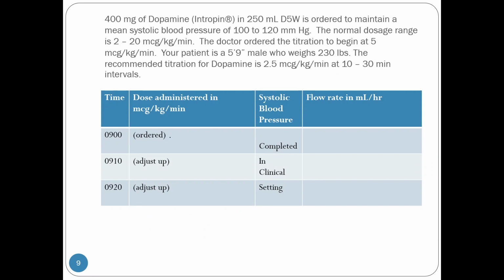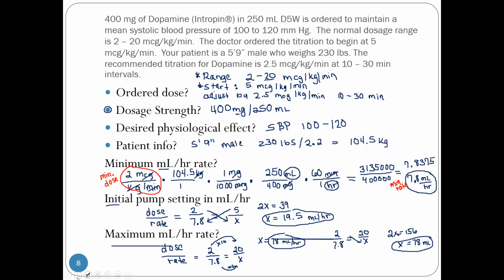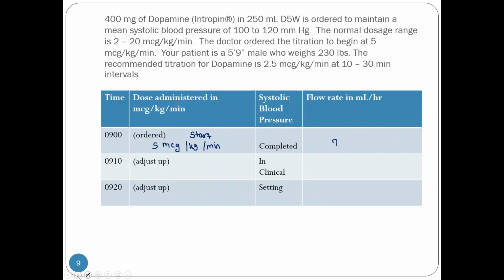So it says at 9 o'clock, we're going with the ordered. So the ordered was to start with 5 micrograms per kilogram per minute. And that was my ordered start when I read the problem. We had on the previous slide did the math, and so that turned out to be, now I forget, so I have to go back. Turned out to be 19.5 milliliters per hour for that initial pump setting. So 19.5 milliliters per hour. And all that was done on the previous slide.